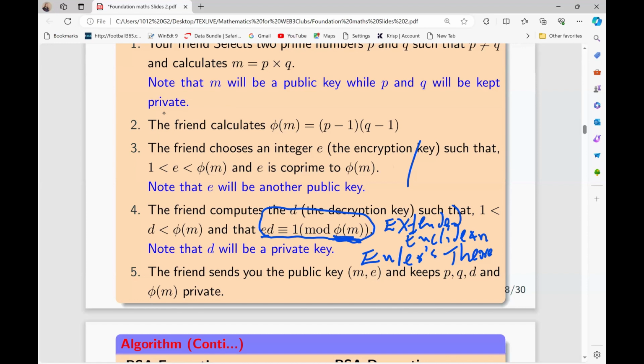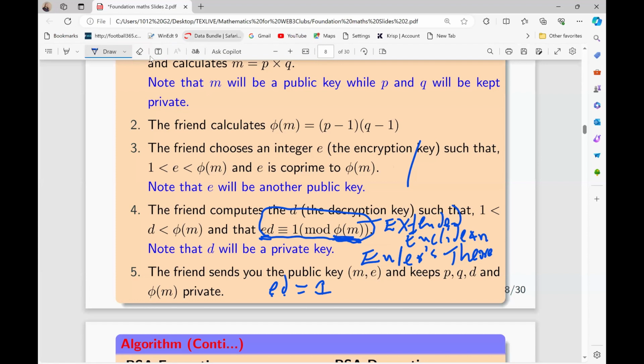So he's doing this using either the extended Euclid's algorithm or Euler's theorem to find D. You see what is written here? It's written that find D such that E times D gives you 1. That's what is written here. So what it means is that D here is the inverse of E, and E is also the inverse of D. So that's what this sentence means, that E times D should give you 1. In other words, they should be inverses of each other.